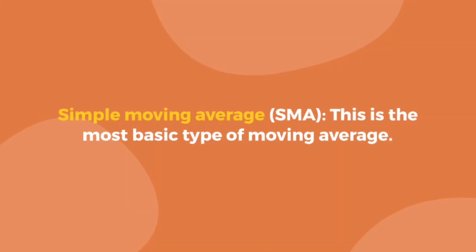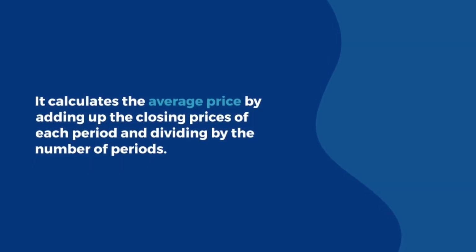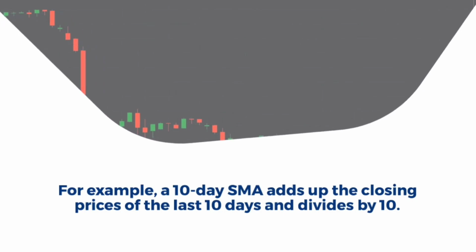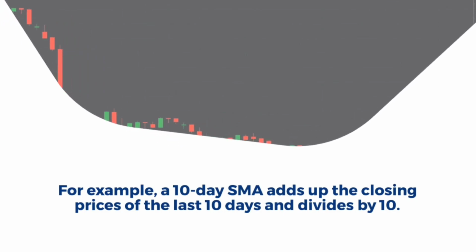Simple moving average, SMA. This is the most basic type of moving average. It calculates the average price by adding up the closing prices of each period and dividing by the number of periods. For example, a 10-day SMA adds up the closing prices of the last 10 days and divides by 10.